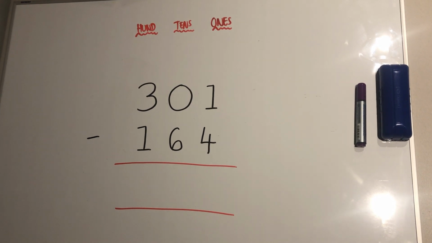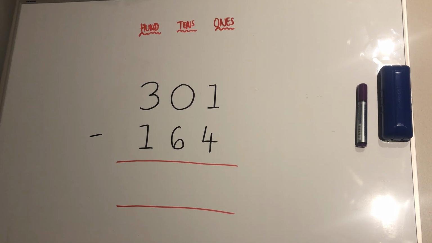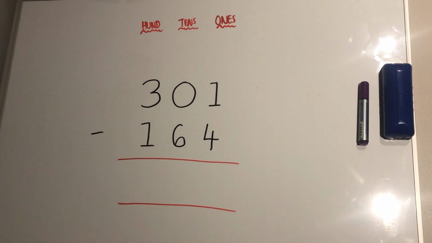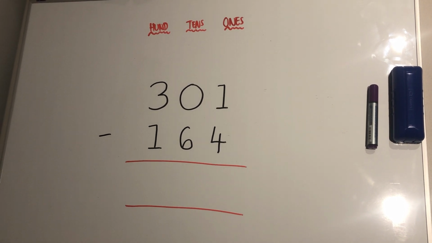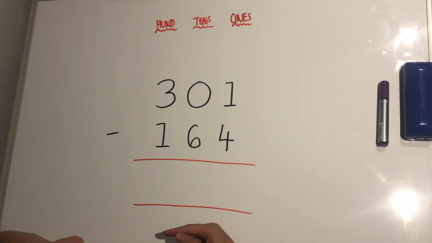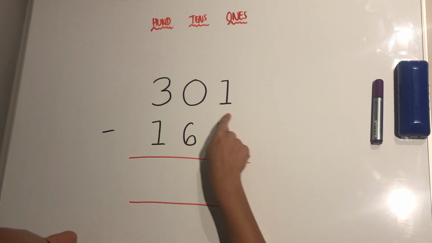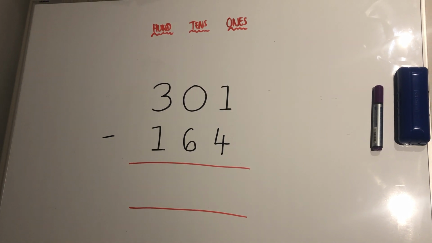Yesterday we started to learn about vertical subtraction. Today we're going to be continuing to learn about vertical subtraction, but we're going to take it one step further, learning how to rename across a zero. This is when you'll find a zero in the number you are subtracting from, and this is when it can get a little bit trickier.